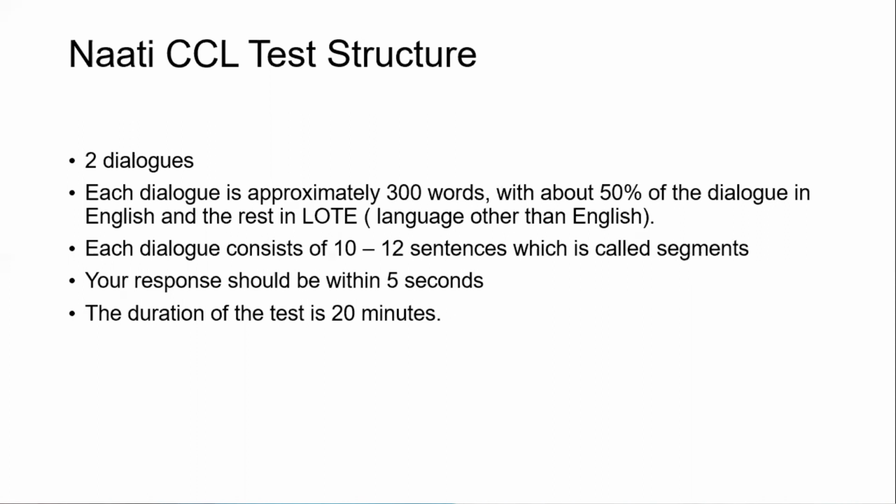Each dialogue consists of 10 to 12 sentences. There we spoke one sentence, part of it was in English, "I had a terrible back pain," and the other part was in Hindi. That's one statement, one sentence, and that's called a segment. So a dialogue is nothing but a combination of segments. If, let's say, there are 10 sentences or 10 segments, that becomes one dialogue.